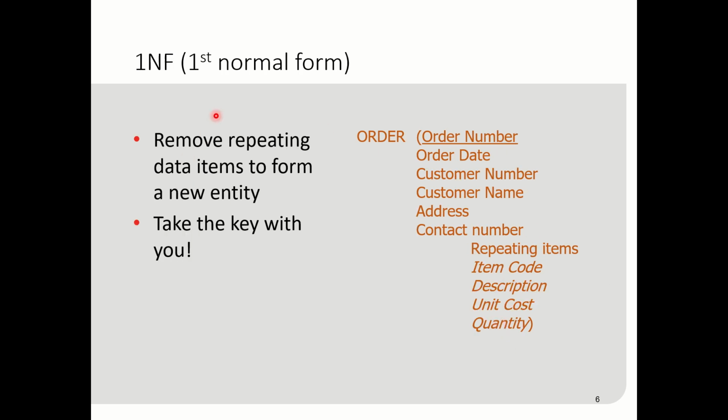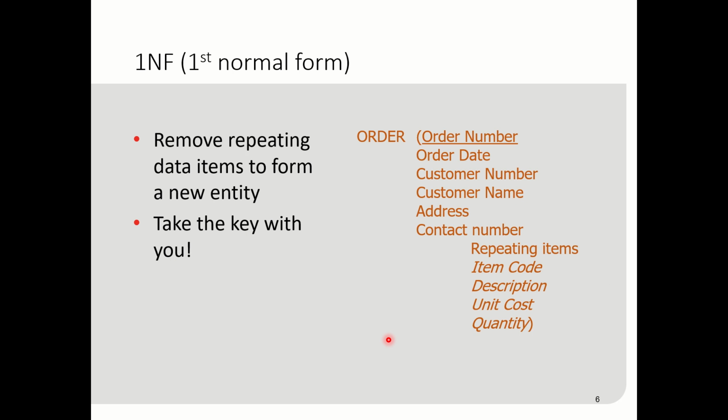Now you need to convert it into first normal form. For converting it into first normal form, you have to remove the repeating data items to form a new entity. That means you are going to take everything into a new entity, and you also have to take the key along with it. That means you have to consider this order number.